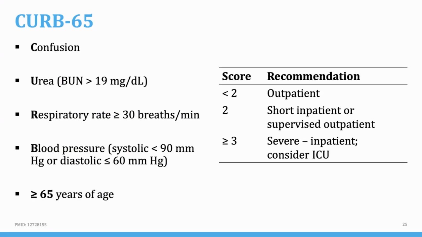And based off these 5 variables, if they have a score of less than 2, you can treat them as an outpatient. If they have a score of 2, think about a short inpatient stay. Or if you have a setup such as hospital at home, you could consider a supervised outpatient. And if they score at least 3 or higher, they would be considered to have a more severe infection, and you should treat them inpatient, possibly in the ICU.